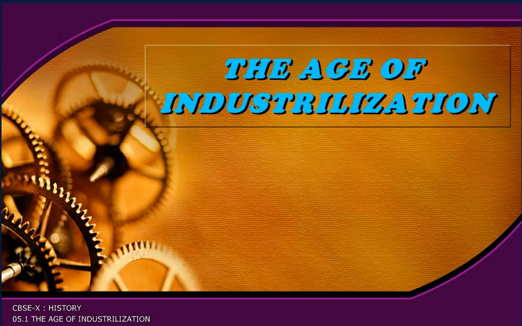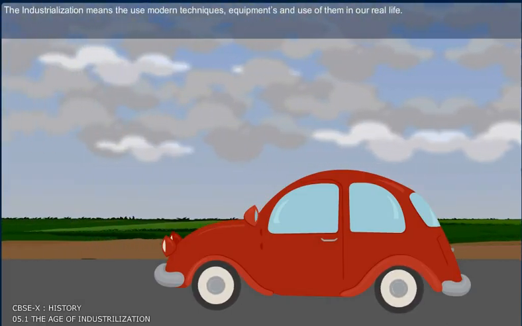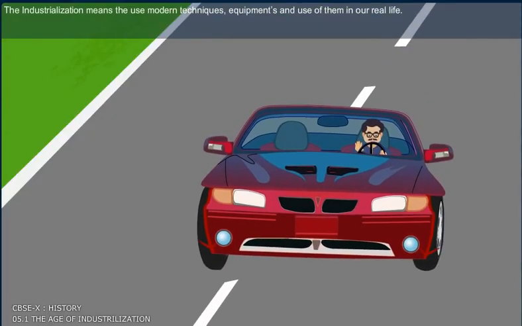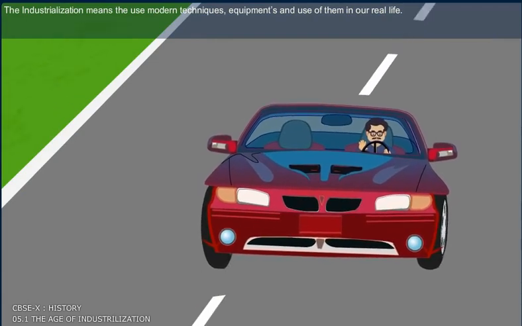The Age of Industrialization. In this lesson, we shall learn about the period before and after the Industrial Revolution. Industrialization means the use of modern techniques and equipment in our real life.